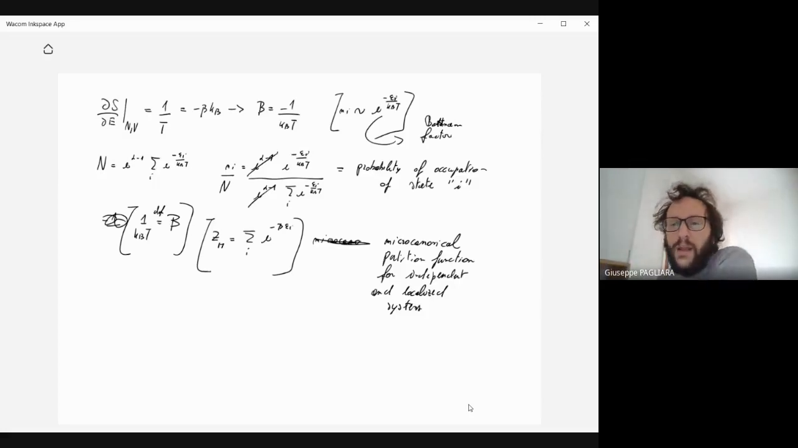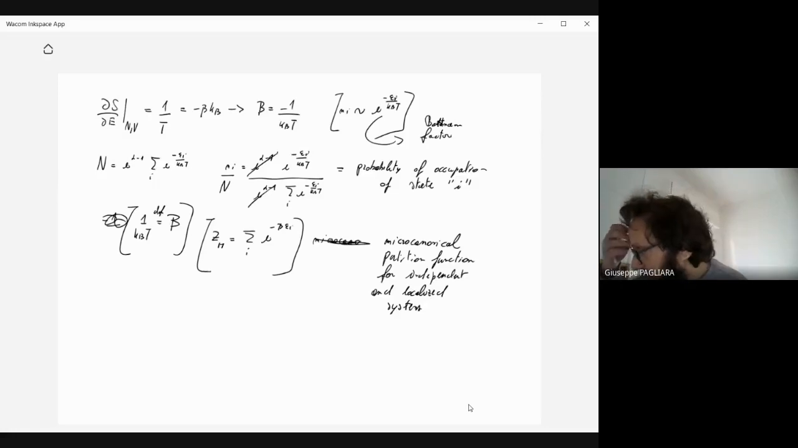I have several energy levels that correspond to the spectrum, if you want, of the Hamiltonian, and then I'm just putting particles in these energy levels. I'm not talking about momenta of those particles, so I can imagine that it is like a system of lattice of spins, for instance. Okay. Well, this function is called the canonical partition function for these independent and localized systems.